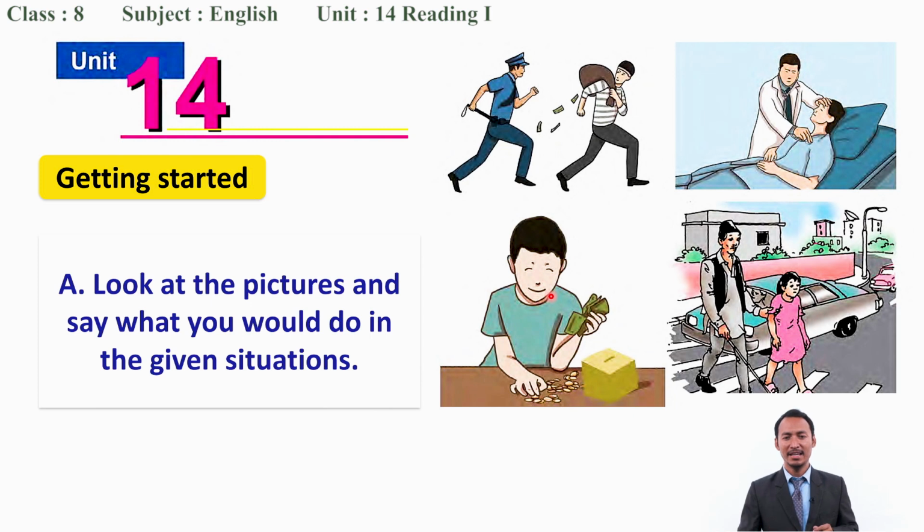Yes, you're right. And the fourth picture is about an old man crossing a road. If you saw a very old man who is unable to cross the road, what would you do? Yes, I would help the old man to cross the road. In what part of the road? Yes, you're right, from a zebra crossing sign.